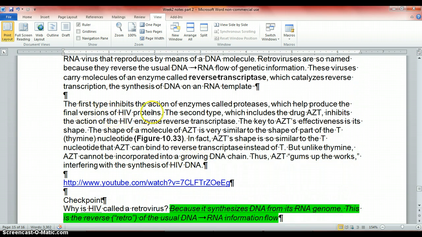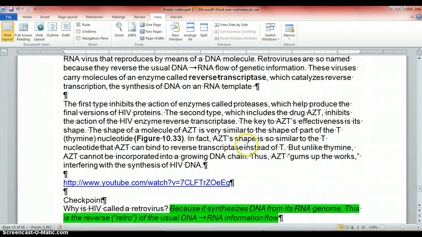The first type inhibits the action of the enzymes called proteases, which help produce the final version of HIV proteins. The second type, which includes the drug AZT, is for the drugs that inhibit our HIV, inhibiting the action of the HIV enzyme reverse transcriptase. The key to AZT's effectiveness is its shape. The shape of the molecule of AZT is very similar to the shape of the T nucleotide.